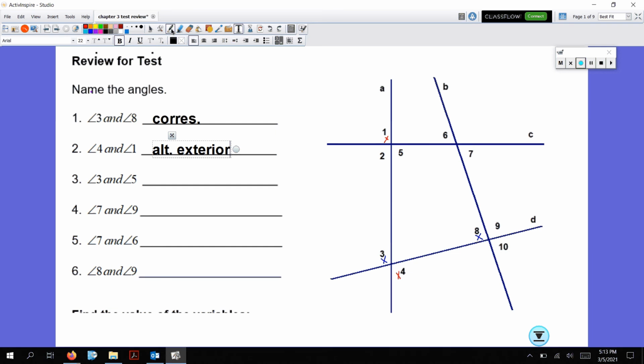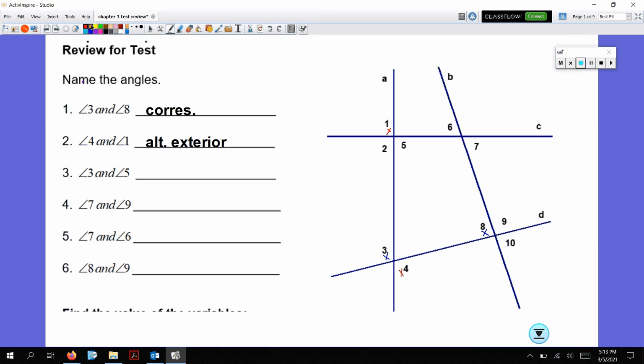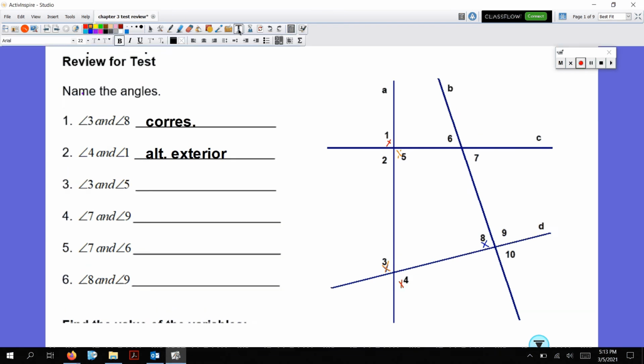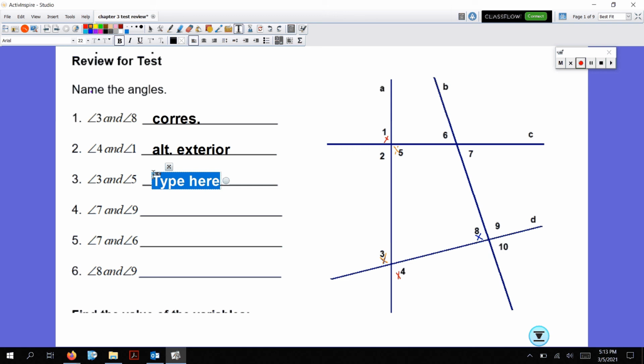Okay, next, number 3 and 5. So now I'm using this 3 again, and 5. They are alternate interior. I should have just abbreviated all of them.